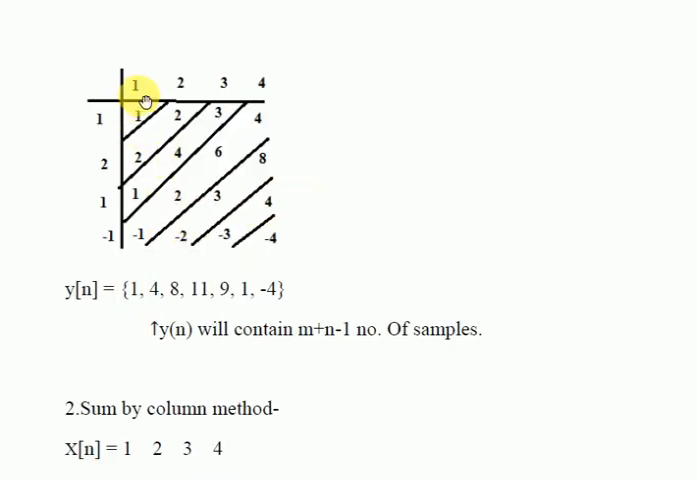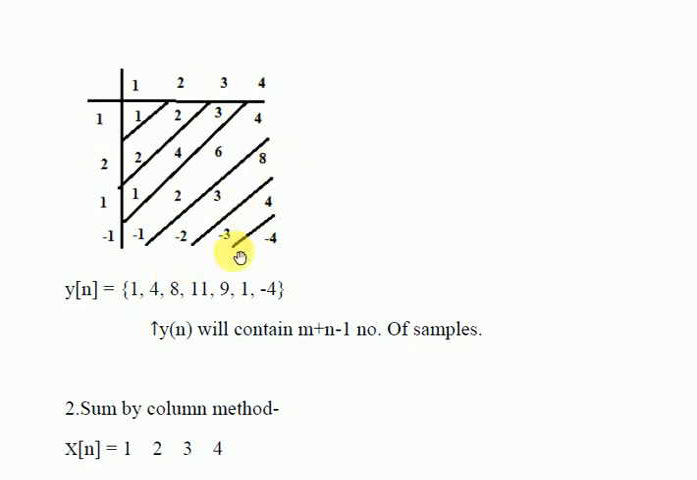What you have to do is draw two lines, then write x of n here and h of n here. Then you multiply: 1 into 1, 1; 1 into 2, 2; 1 into 3, like this. Similarly 2 into 1, 2; 2 into 2, 4, like this. Similarly you multiply all of these, and you will get it like this. Then you draw these diagonal lines.